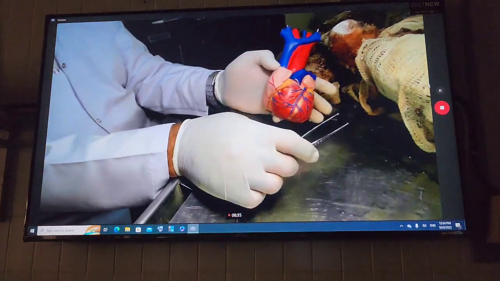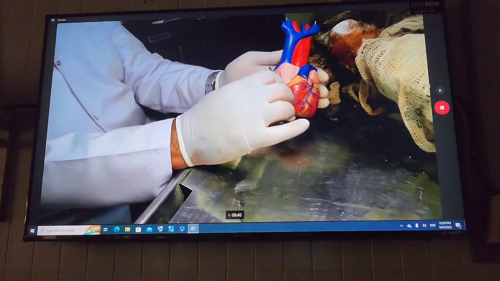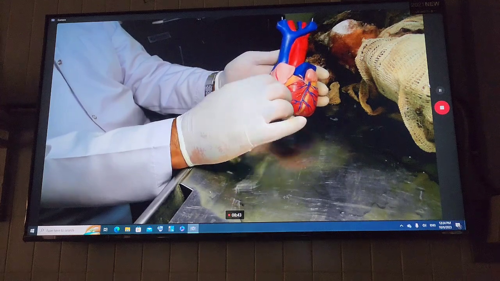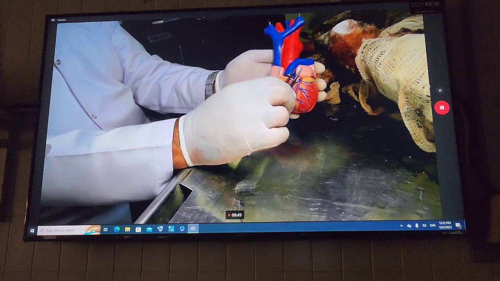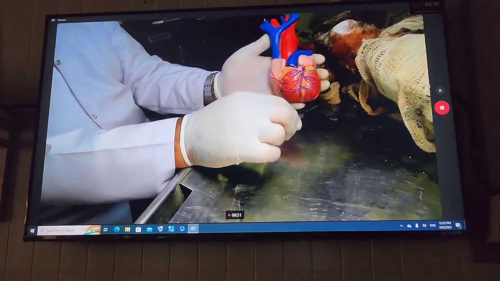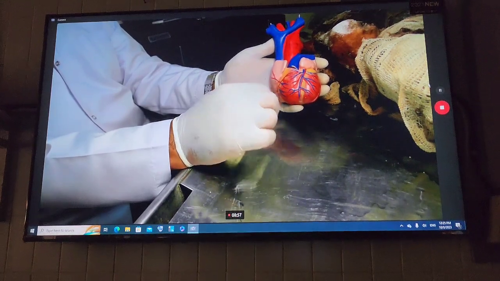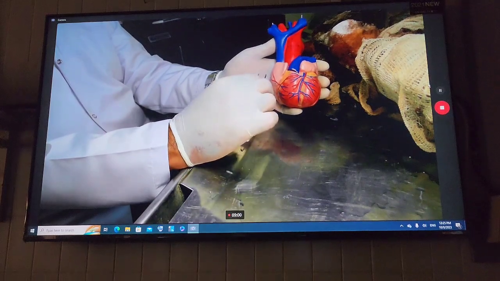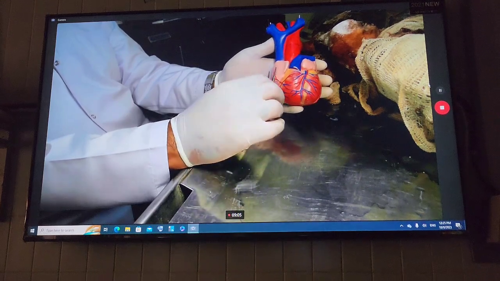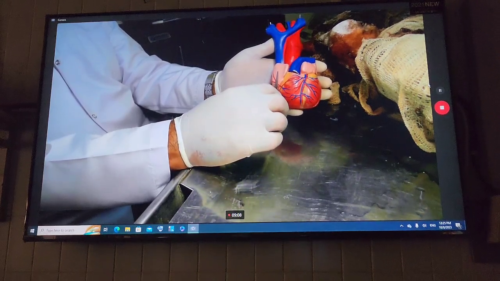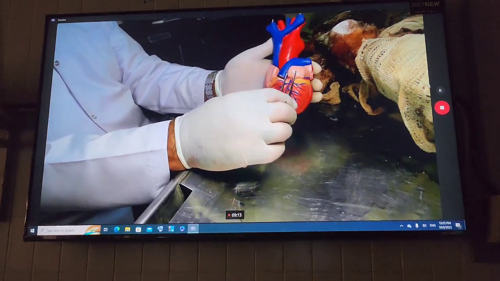Again, the same description. This is the anterior view of the heart. I can see that the right border of the heart is formed by the right atrium. The left border of the heart is formed by the auricle of the left atrium and the left ventricle. The inferior border of the heart is formed by the left ventricle and right ventricle. These borders seen on the anterior view bound the anterior surface, which is formed by the right atrium and the right auricle, right ventricle, left ventricle, and the auricle of the left atrium.